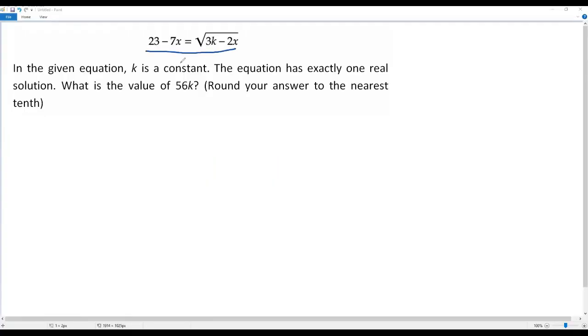Problem 23. 23 minus 7x equals square root of 3k minus 2x. In the given equation, k is a constant. The equation has exactly one real solution. What is the value of 56 times k? Round your answer to the nearest tenth.